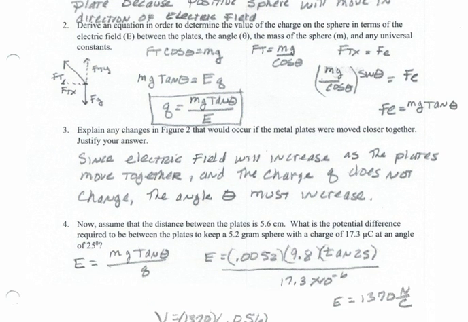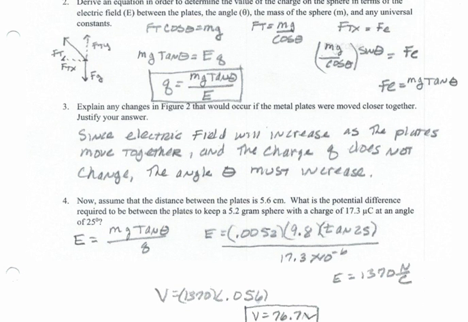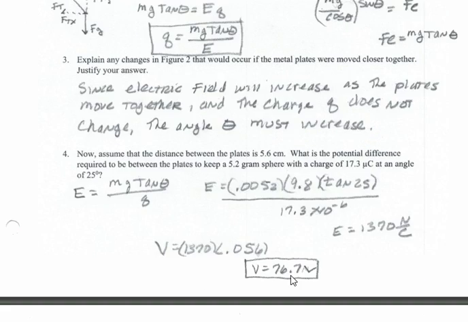Now assume that the distance between the plates is 5.6 centimeters. What is the potential difference required between the plates to keep a 5.2 gram sphere with a charge of 17.3 microcoulombs at an angle of 25 degrees? Well, we're going to place values in and actually solve for electric field here. We're placing it into mg times tan theta divided by Q. And you get electric field value of 1,370 newtons per coulomb. Using the volts equals ED equation, you can figure out your volts. So there's our volts multiplied by the distance between the plates.